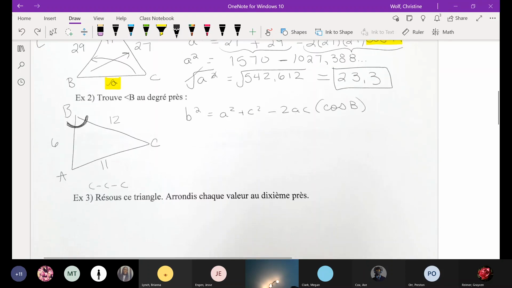All right, so pour la formule, je commence avec B carré. Je sais que B, c'est le côté opposé de angle B. And then A is 12 carré, right? And then C, c'est 6 carré. Moins 2 fois A fois C. And then cos de B, that stays as it is parce que je ne sais pas c'est quoi B. So it's like, this is my unknown. I can't plug anything in because I don't know the angle.